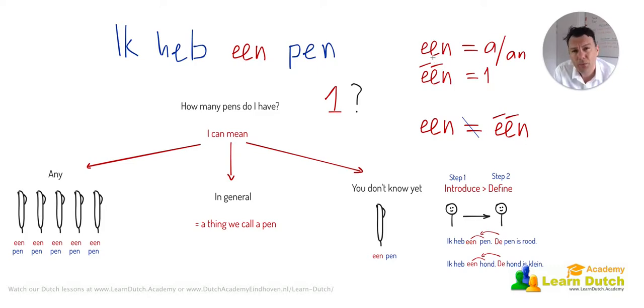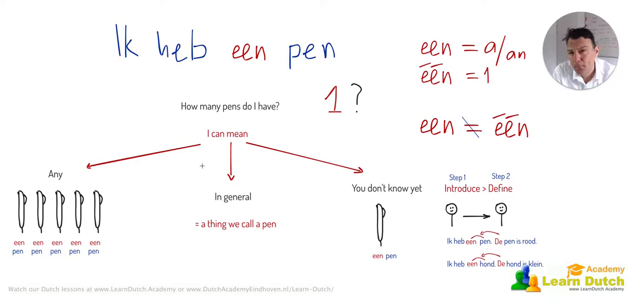What is een? Een is a Dutch article. Een pen, a pen. Een is also a Dutch number. It means one. And they are not the same. When I'm saying ik heb een pen, I can mean any pen. Could be this one, this one, this one, maybe yours, maybe mine, maybe any pen of the world.